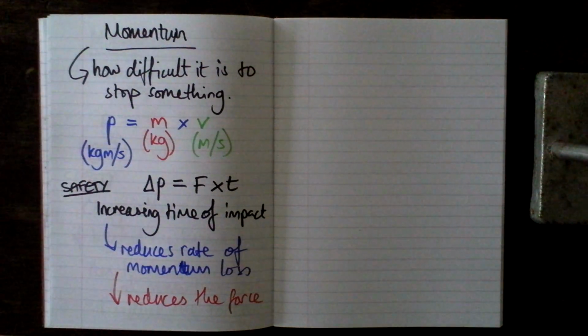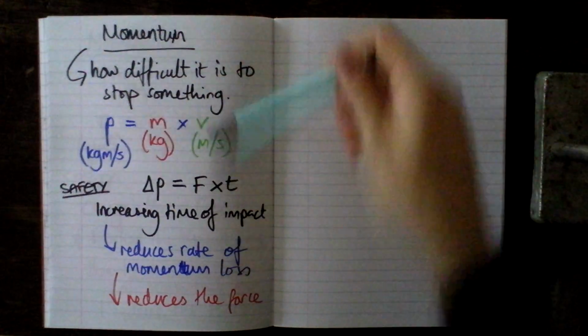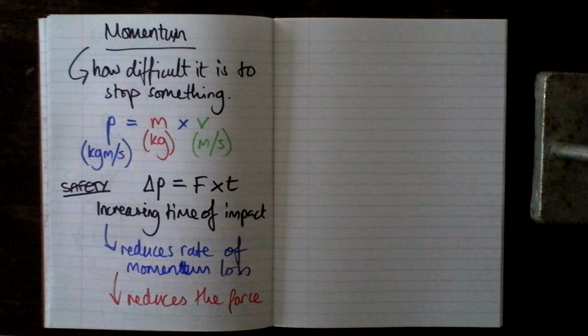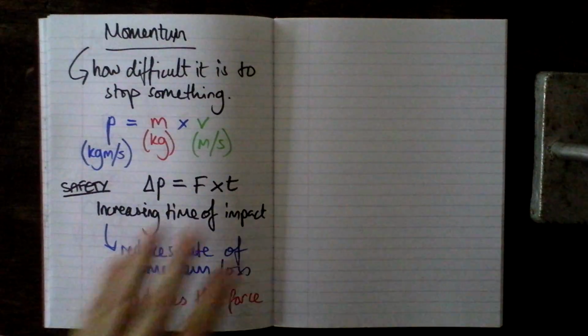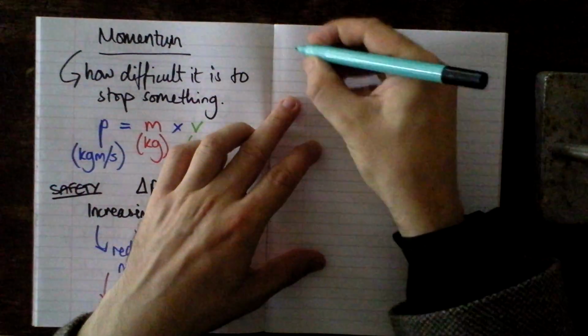Now, once we know how to deal with momentum, once we know how to calculate it, mass times velocity, once we know its unit, kilogram meters per second, and we're probably happy with using it to describe safety situations, we then get to the most difficult situations. Here, it's really important to know two things about momentum.